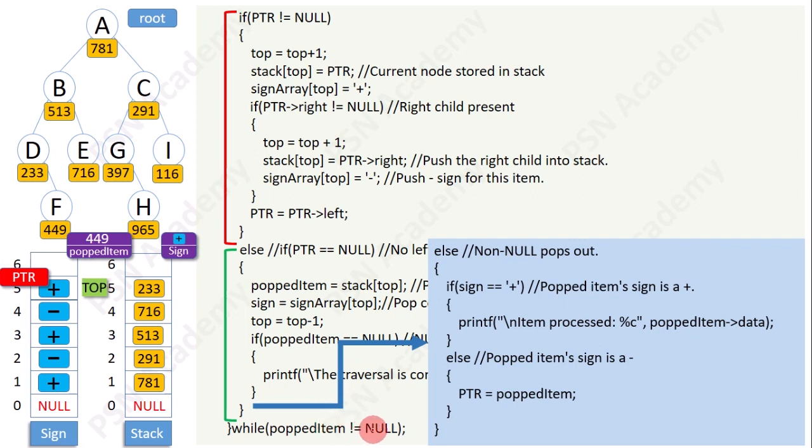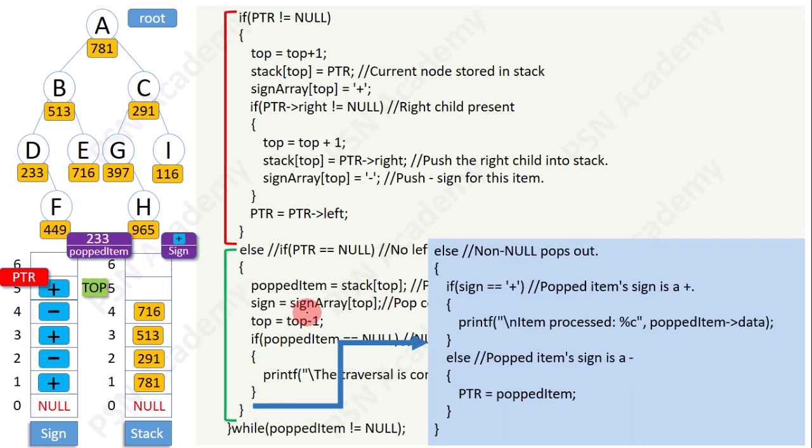Popped item is not null because popped item is 449. So we again go for this do while loop and we check the status of PTR. PTR is null, so this green block will be executed again, and there the stack top will be popped and stored in popped item. So stack top is 233, so 233 will be stored here.